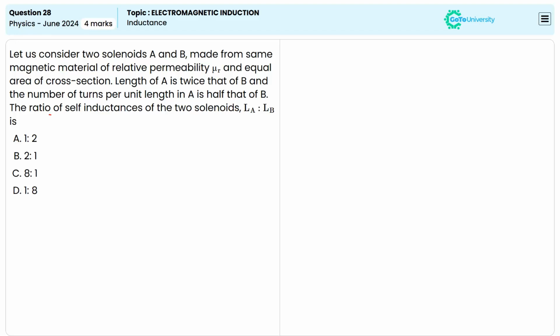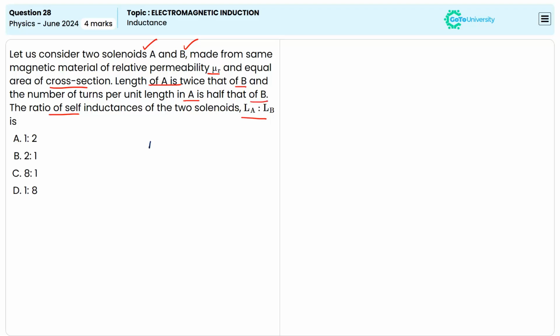What is the value of the ratio of self-inductance of the given two solenoids A and B, where the value of permeability and area of cross-section of the two given solenoids are the same, but the length of A is twice that of B and the number of turns per unit length in A is half that of B.